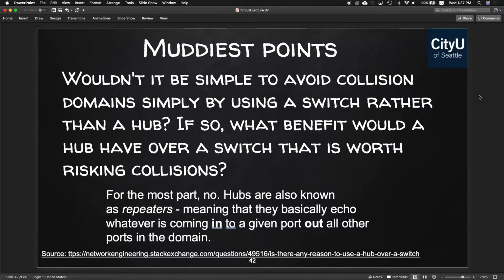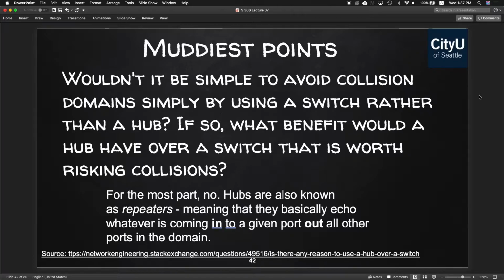Would it be simple to avoid collision domains simply by using a switch rather than a hub? If so, what benefit would a hub have over a switch that is worth risking collision? So I Googled, and for the most part, the general consensus is no. A lot of the things that we're doing, like the bus and the star, are not really used a lot anymore, but it's good to know because they're the foundations where you build other designs as well. So again, for the most part, you don't really use hubs anymore.